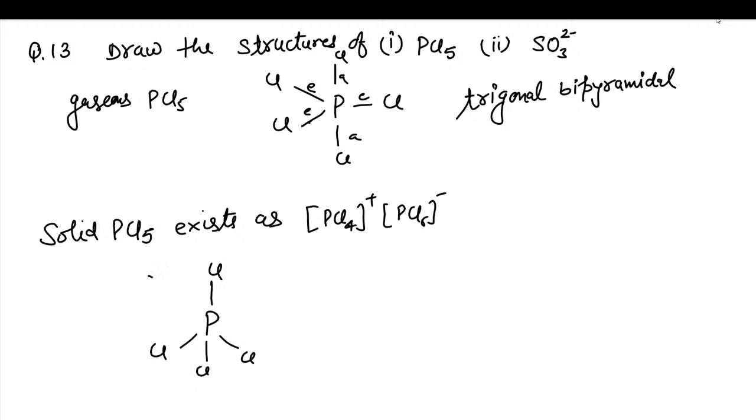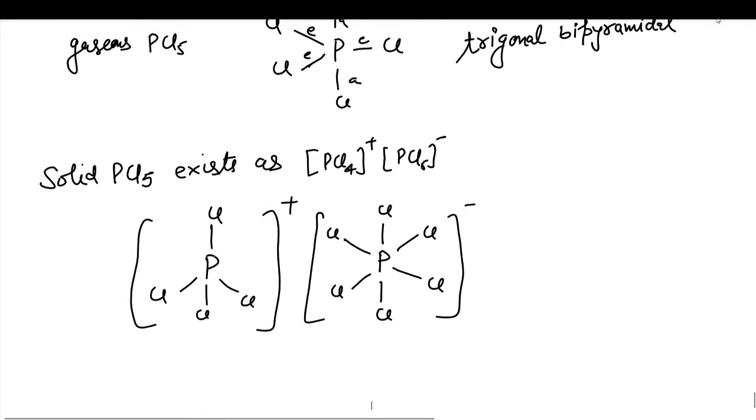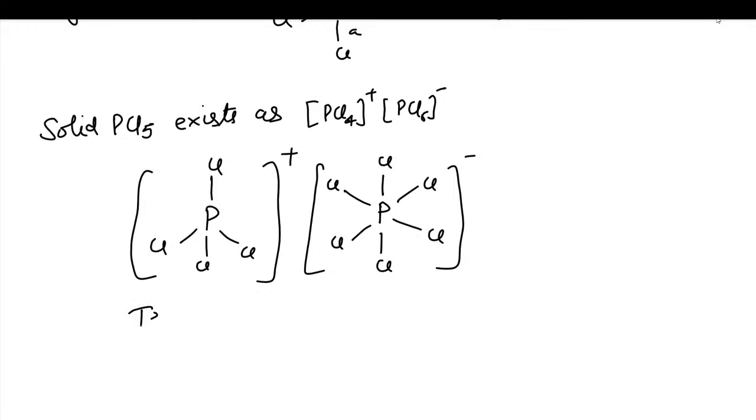We have already discussed it. And PCl6 negative is octahedral. Okay. Tetrahedral, and this one is octahedral.